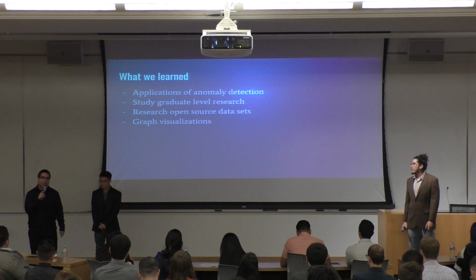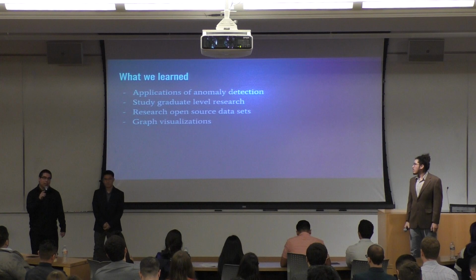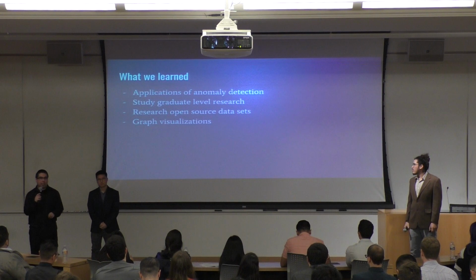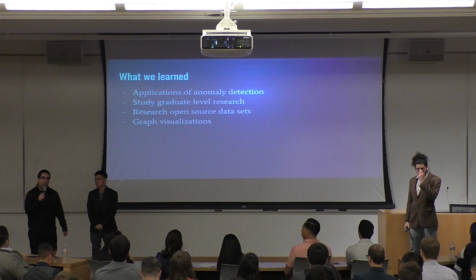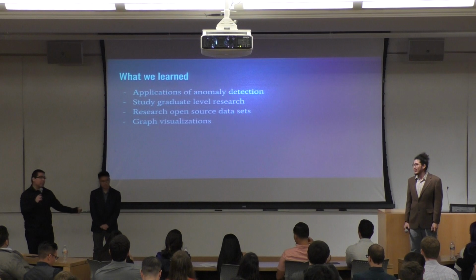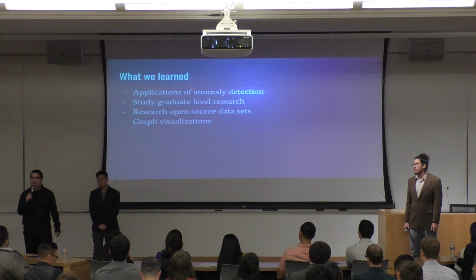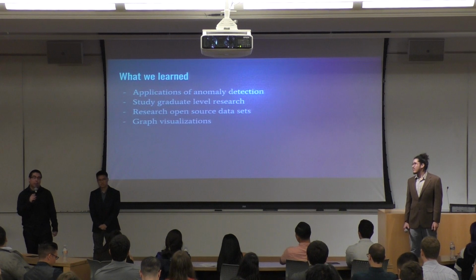So we learned different applications of anomaly detection, such as detecting fraud and finding anomalies in a network collaboration. We also learned to study graduate level research, such as the CAD documentation. And we learned to research open source data sets, such as the DBLP dataset and the NROD dataset. And lastly, we learned to visualize graphs in Python using a network graph model.